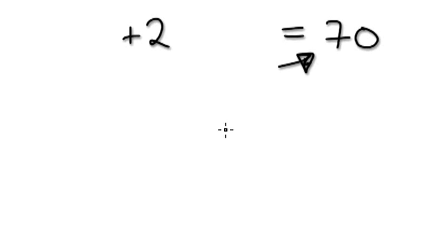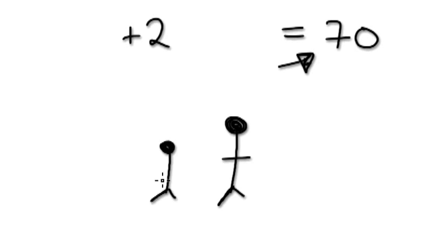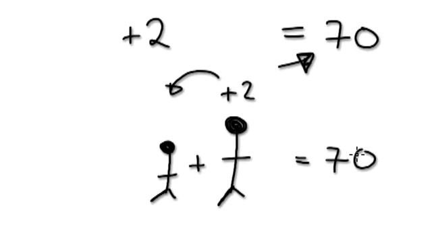Well, sometimes it's hard to understand the question. So what you do is draw diagrams if you have to. So this is me here, and this is my brother here. Remember, I am 2 years older than my brother. If you add up our two ages together, it comes to 70. So when someone gives you a problem, if you don't understand it, draw a picture.